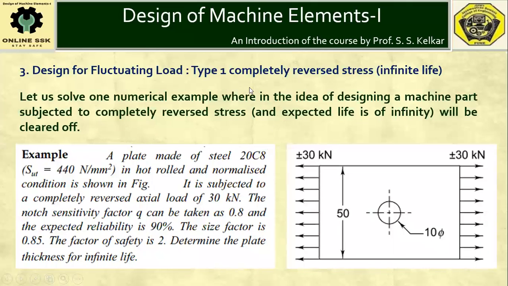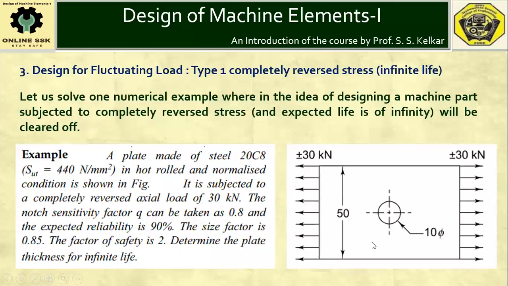So there are 4 different types of numericals, of which the very first type we are going to discuss right now, that is completely reverse stress, where the machine part is subjected to completely reverse stress and expected life is infinity. Here the problem statement is as shown, and the machine part is also shown. A plate made of steel having SUT value of 440 Newton per millimeter square is in hot rolled and normalized condition. It is shown in the figure.